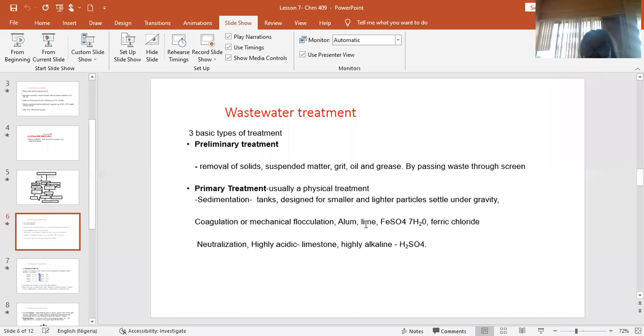So this is where I want to stop. I want to stop at primary treatment, so that next time we'll look at secondary treatment and the tertiary treatment, and that would end wastewater treatment. So I will start from here. You have the pre-treatment, removal of the solids, suspended matter and grease. Then you have the primary treatment, which includes your sedimentation.